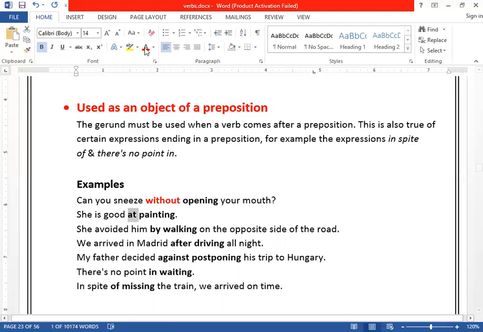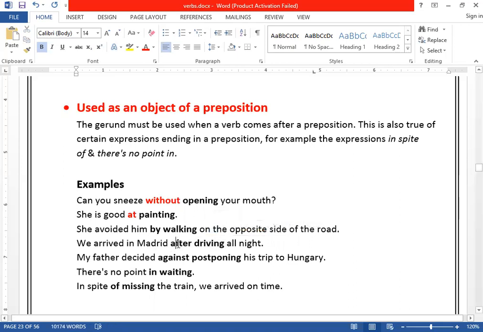At is a preposition. Good at painting. He is good at teaching. He is good at learning. He is good at studying. She avoided him by walking. Walking is a gerund after the preposition by. After driving, we arrived in Madrid after driving all night.